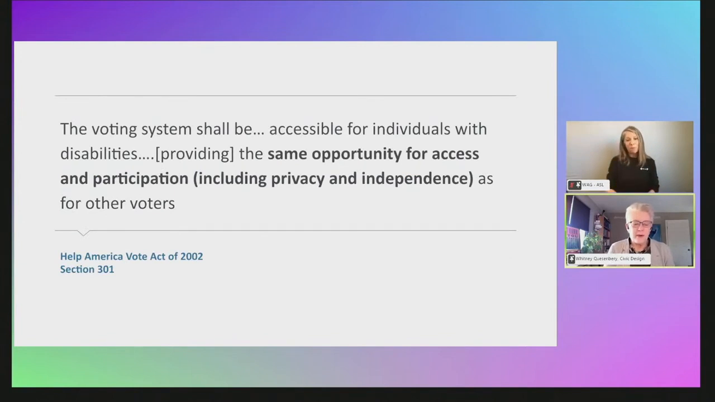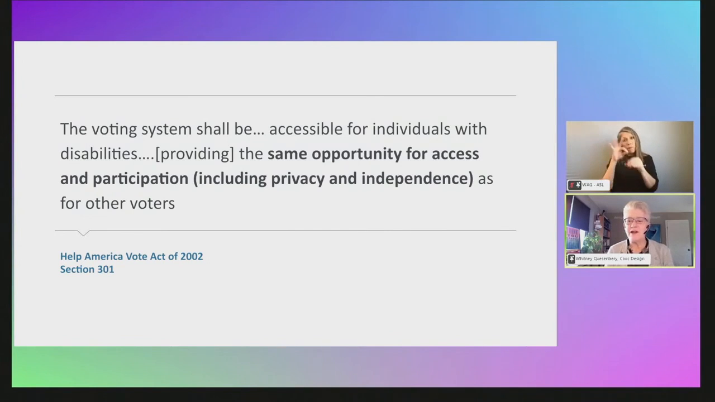All of this happened in part because of something called the Help America Vote Act. It was passed in 2002. It was what helped us get rid of those old punch card machines, but it also included, for the first time, an explicit requirement that in at least federal elections, voting systems shall be accessible for individuals with disabilities, providing the same opportunity for access and participation, including privacy and independence, as for other voters.